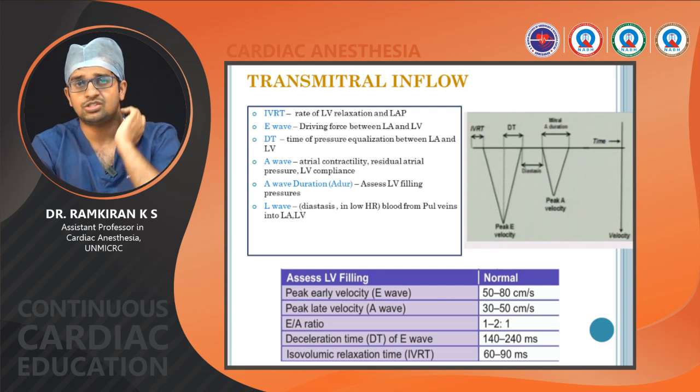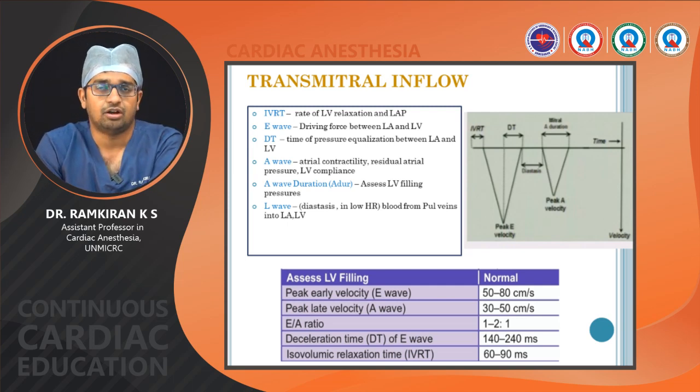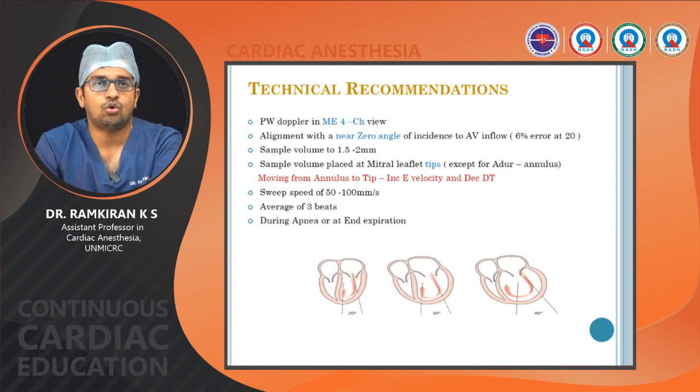Normally the E wave is taller than the A wave, and normal E wave values range from 50 to 80 centimeters per second. A wave normal values range from 30 to 50 centimeters per second, whereas the E/A ratio is normally between 1 to 2 is to 1. The deceleration time of the E wave is normally between 140 to 240 milliseconds, and the isovolumetric relaxation time is between 60 to 90 milliseconds.